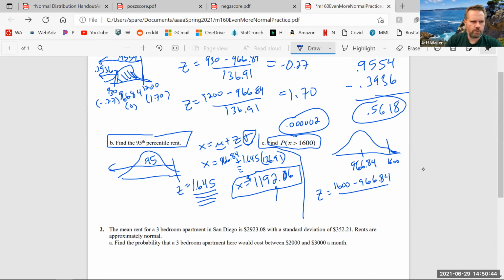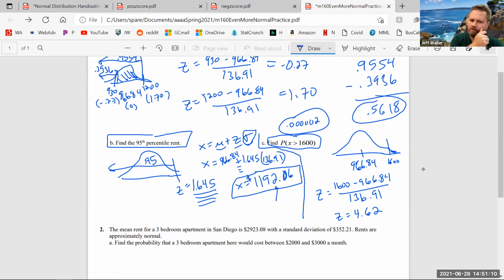Here we go. 136.91. Okay, somebody with me so far? No big deal. Same thing as always. Nothing weird yet. But then when you do the z-score, tell me what you get when you get it. 4.62. 4.62? Mm-hmm. Did anybody else get that also?